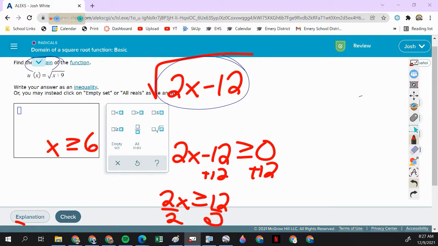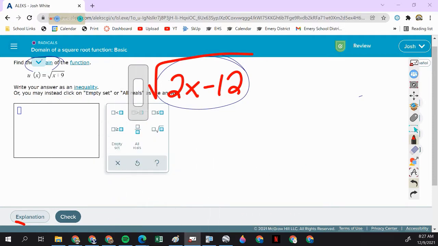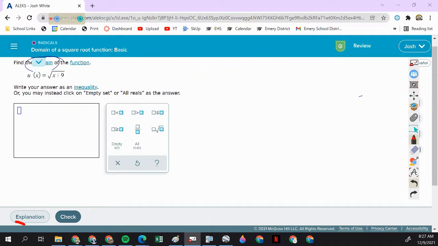Does that make sense? So if you want to know the domain of a square root, take the inside and set it greater than or equal to 0. All right, what about this one, though?